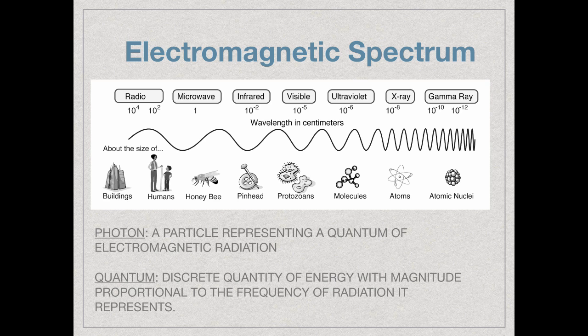So a photon is a particle representing a quantum of electromagnetic radiation, and a quantum is a discrete quantity of energy with magnitude proportional to the frequency of radiation it represents.